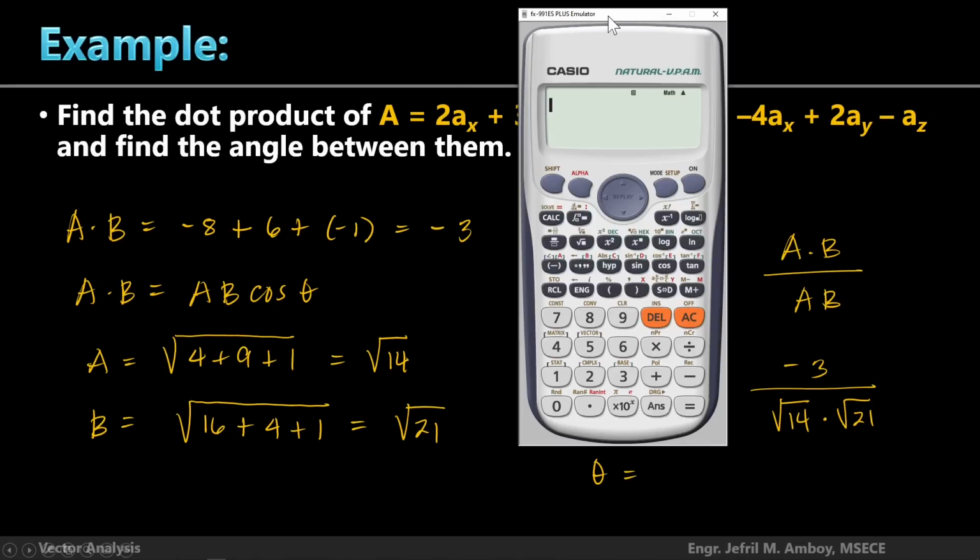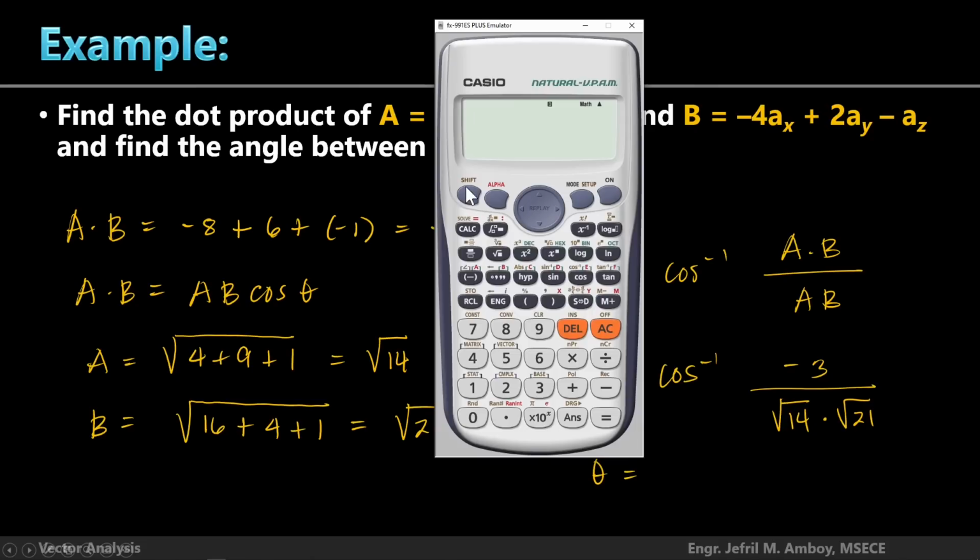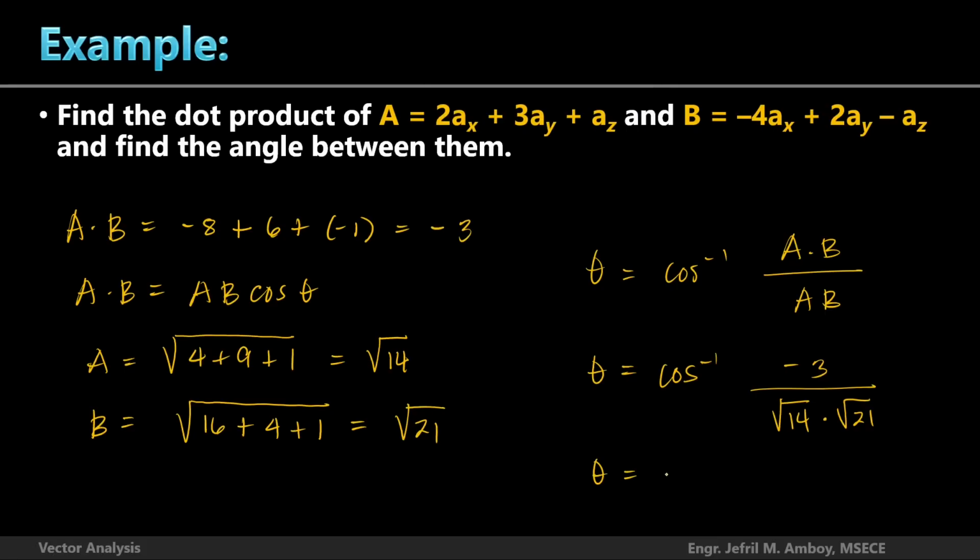I-AC natin to. And let's calculate the cosine inverse of, lagyan natin ng fraction sign, negative 3. Tapos sa baba, square root of 14 times 21. Nilagay ko na lang sila sa loob ng isang square root. Parehas lang din naman yan. Okay? Now, we press the equal sign and get, the answer is approximately 100. No? Lagay ko na lang dito, 100 ang sagot.